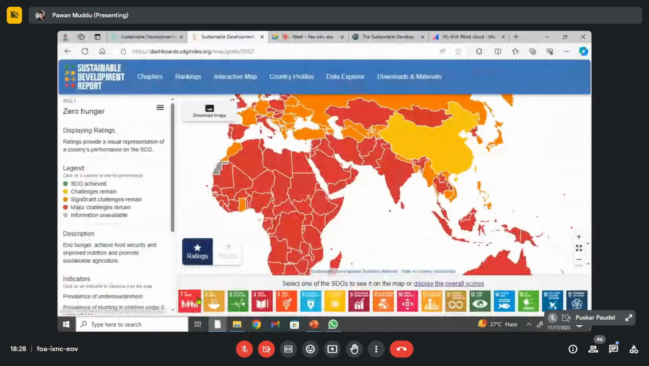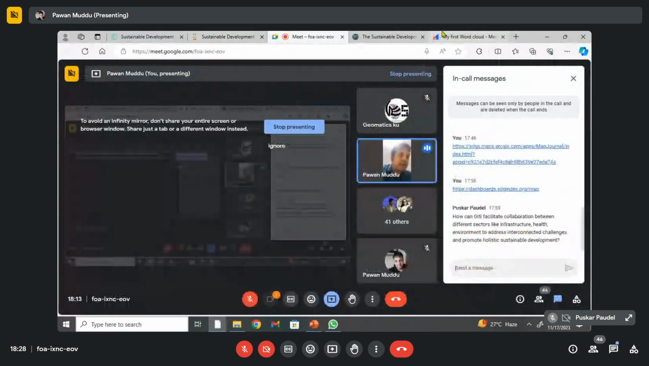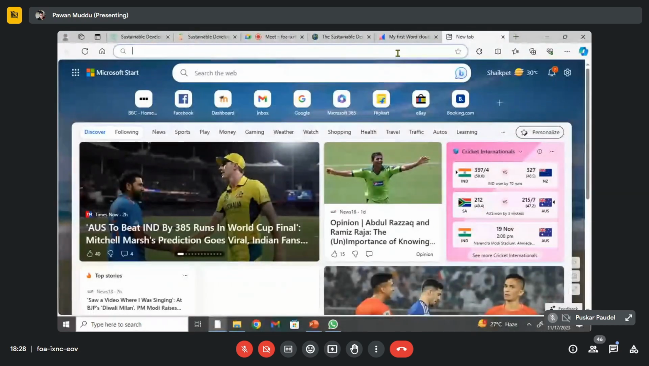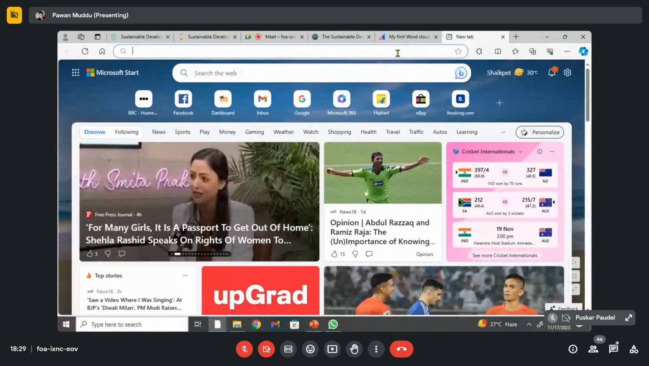And if you have time, ma'am, I just want to show you how we can do it on OpenStreetMap. A practical demonstration of 5 minutes, if you have time, or we don't.